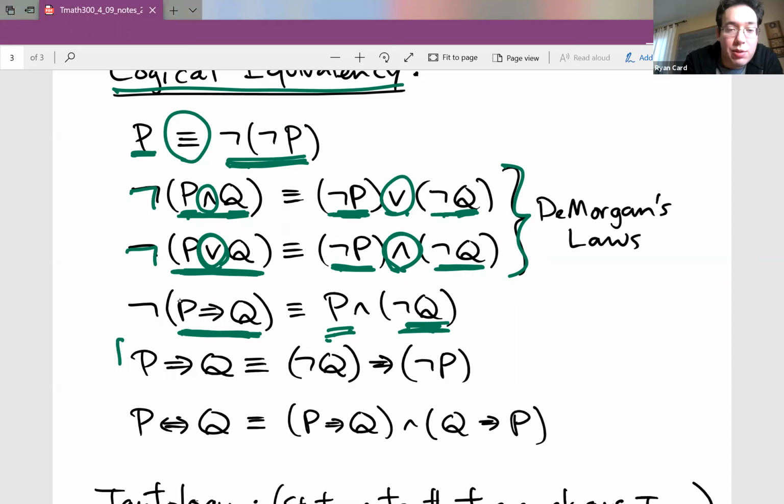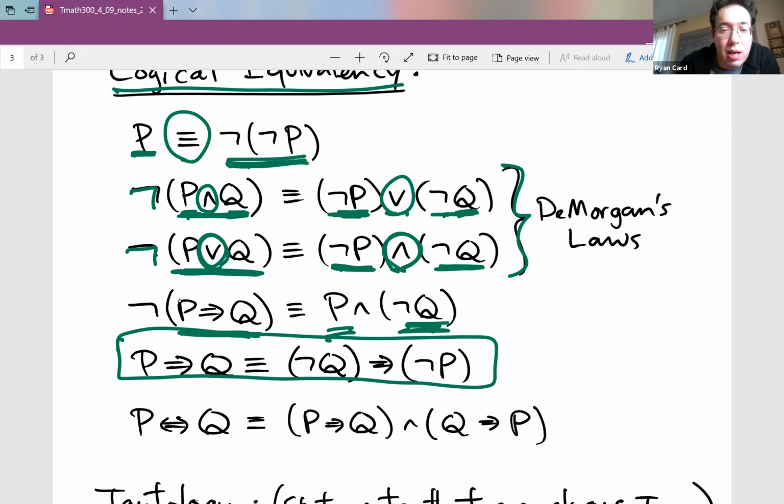This is a really useful one. I'm gonna box it. P implies Q. Sometimes it's easier to look at the opposite direction, but remember, P implies Q is different from Q implies P. An equivalent statement from a backwards point of view is not Q implies not P. This is called contrapositive.